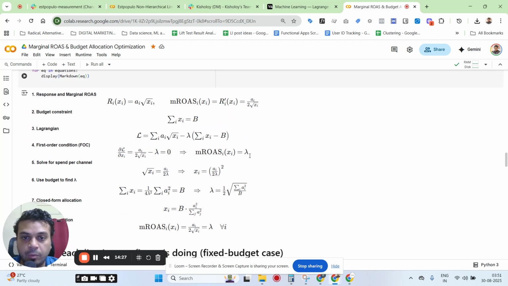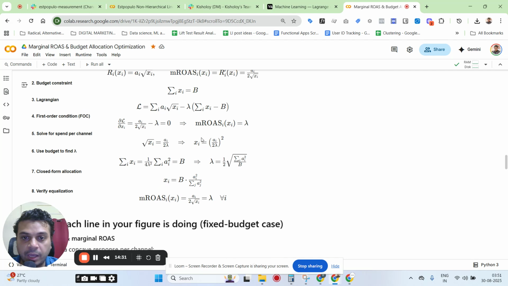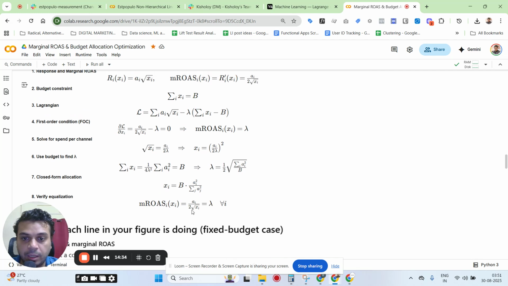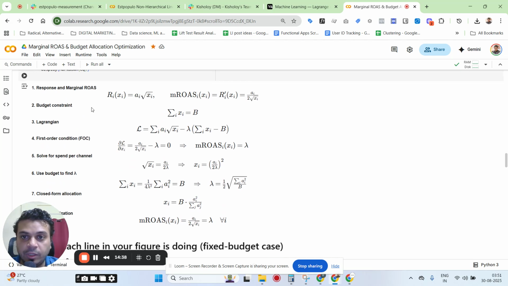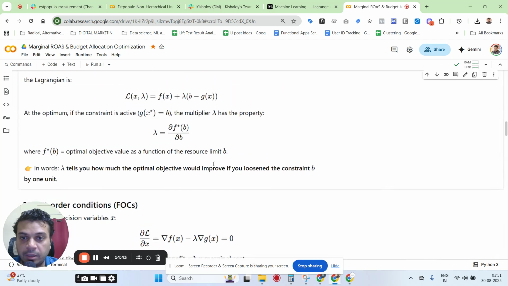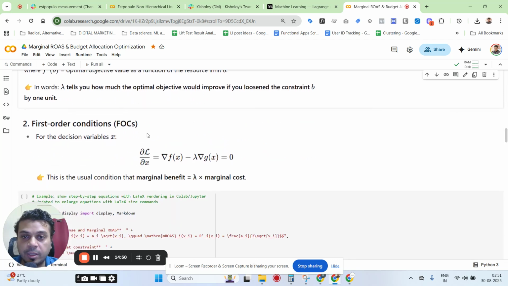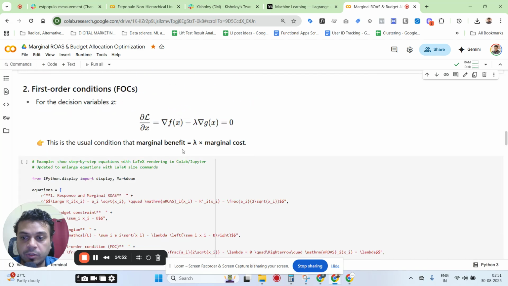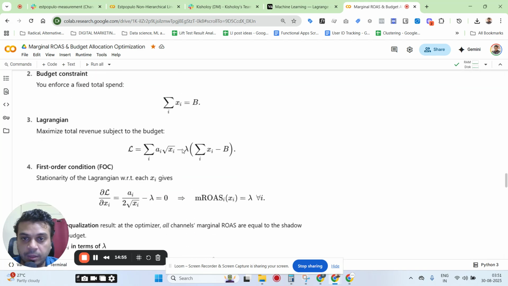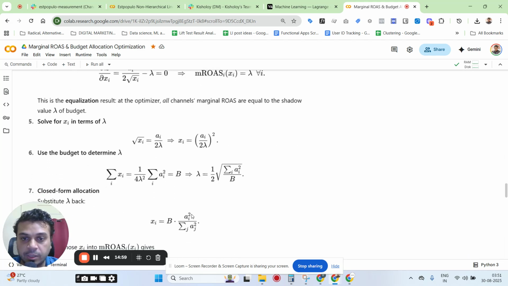Remember, that's what we wanted to check, and if we take the MROAS, we actually saw that the MROAS of each channel is coming out to be lambda indeed. So this is the formulation. We knew what the mathematical requirement is: the multiplier lambda has this property with respect to that constraint unit, and that is how it is going to be equated.